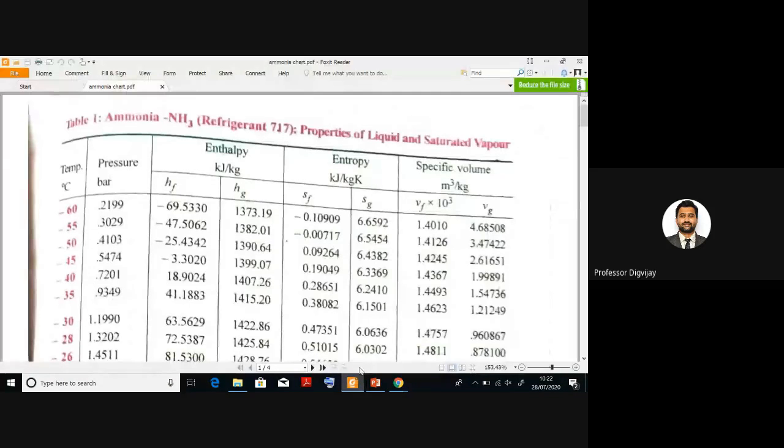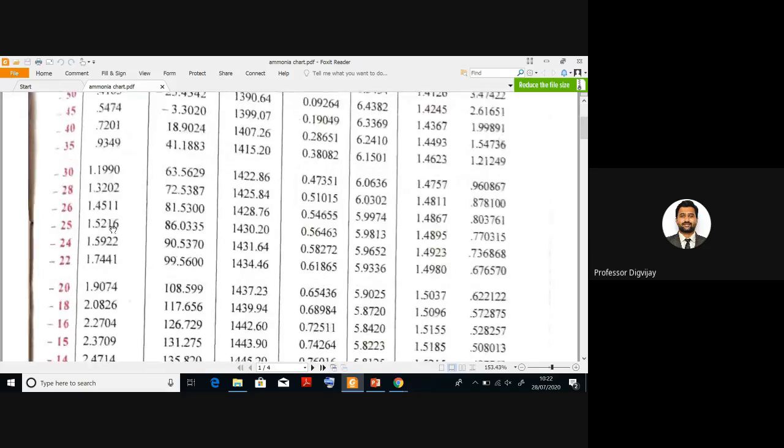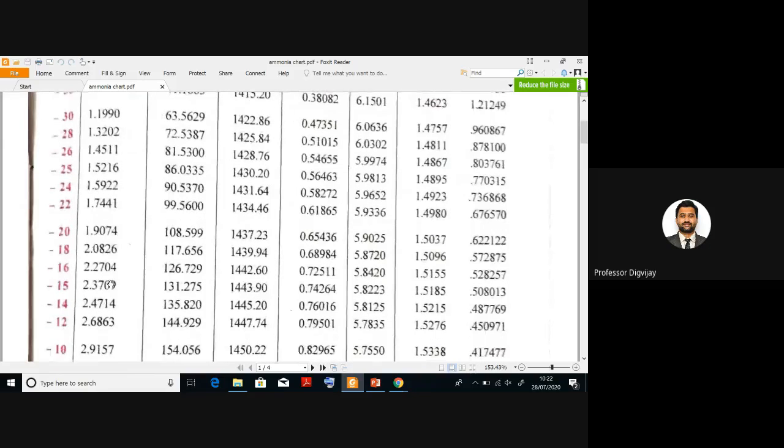What you see on the screen is a scanned copy of that book. What we are dealing with here is ammonia, NH3, properties of liquid and saturated vapor. It starts from minus 60, and the values are given for HF, Hg, SF, Sg, and VF, Vg. Corresponding saturation pressure is also given here. Our case temperatures are 25 degrees Celsius and minus 15 degrees Celsius. So I'll quickly go to minus 15 degrees Celsius.